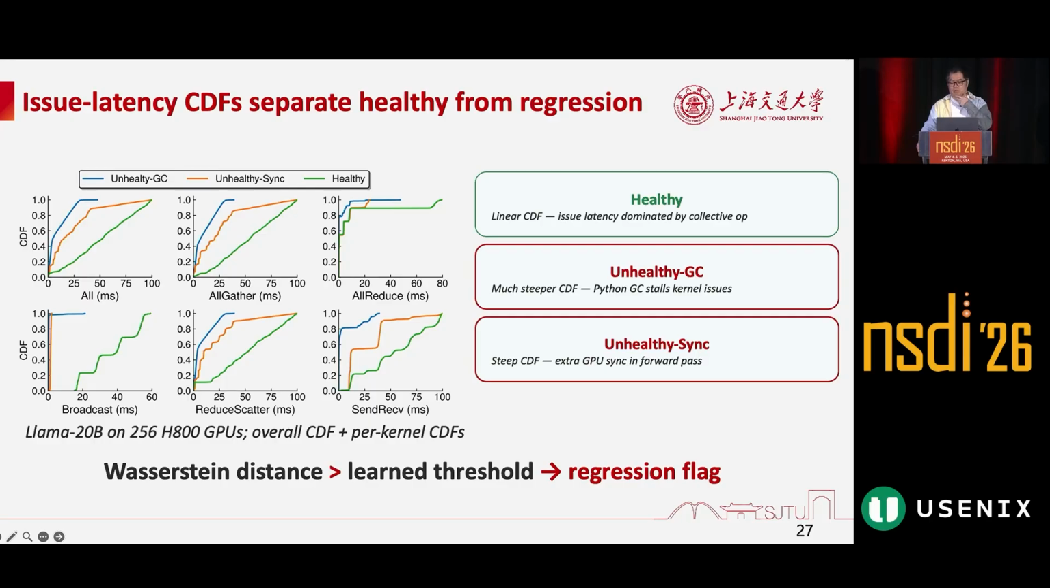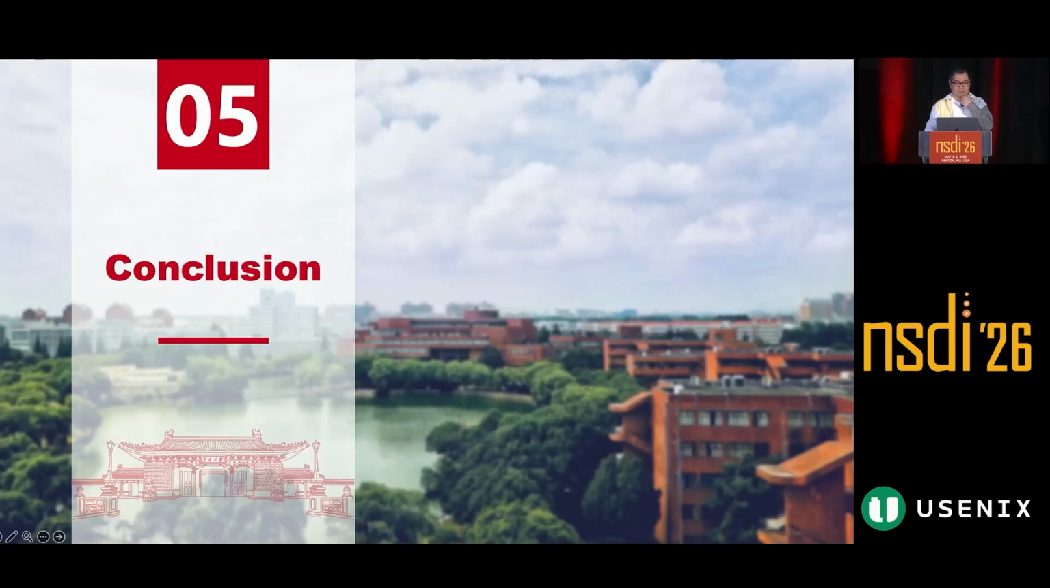We have tested Flare on a 6,000 GPU cluster. There were 113 real-world training jobs submitted in 1 week. Flare labeled 11 jobs with a regression flag. 9 of them are true, but 2 are false.